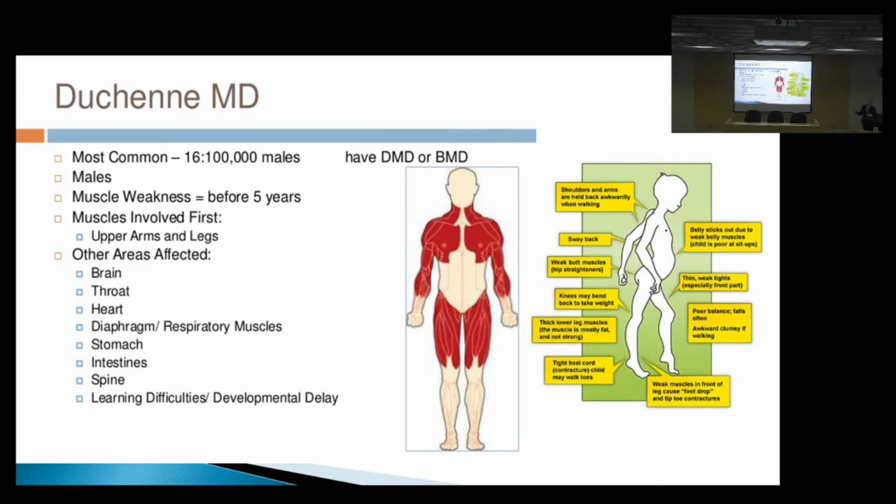Now Duchenne. This is so important. It's a disease so much studied and quite frequent all over the world. 16 in 100,000 males, even much more. Only males because it's X-linked recessive. The muscle weakness starts before the age of 5. Muscles involved are upper arms and legs, and there are other areas involved.